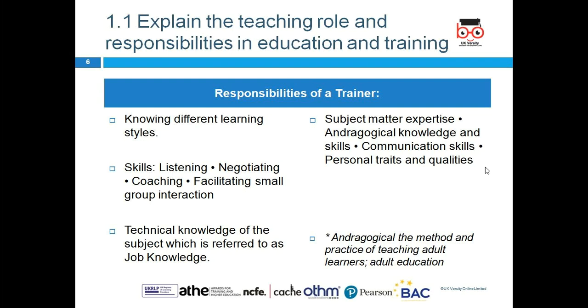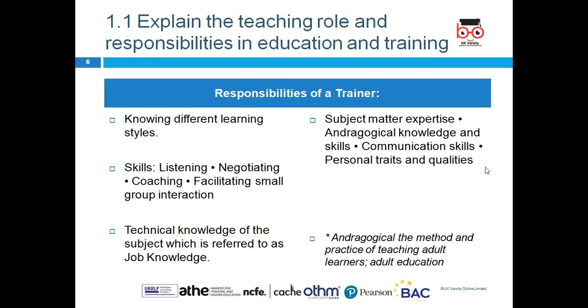They'll also have skills in listening, negotiating, coaching, and they'll be able to set up small group interaction. Now, a trainer is good for somebody who might need a little bit of help in social interaction as well. So if you ever have a young pupil that needs a little bit of help, trainers are good for that.